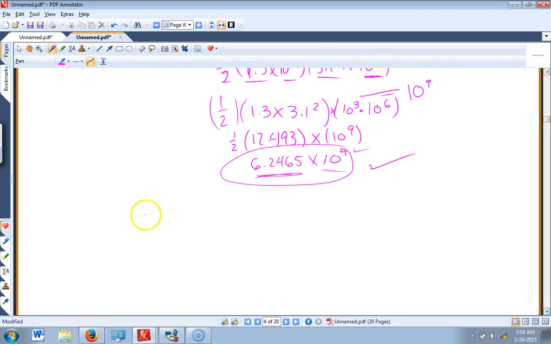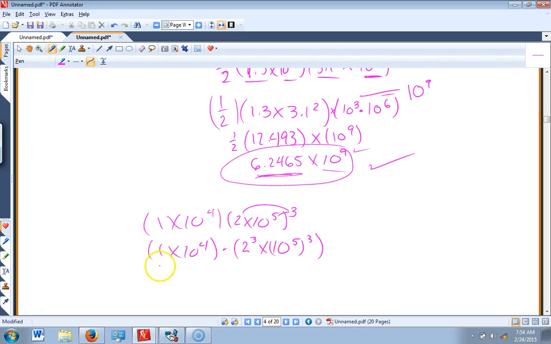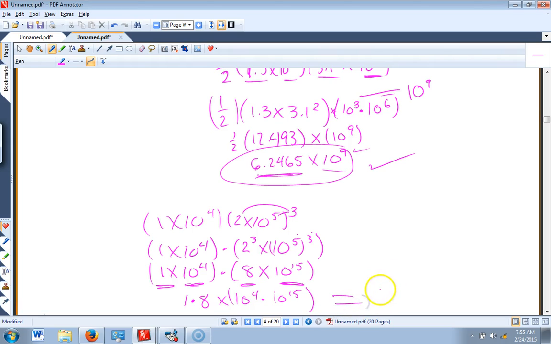So if we're just going to go back over that real fast, if I were to do 1 times 10 to the 4th times 2 times 10 to the 5th to the 3rd, then we would distribute this 3 to both terms. So we get 1 times 10 to the 4th stays the same, times 2 to the 3rd times 10 to the 5th to the 3rd power. So we get 1 times 10 to the 4th times 8 times 10 to the 5 times 3, 15th. And now we have outside 1 and 8, so 1 times 8 times, and now we have 10 to the 4th times 10 to the 15th. So we're going to add those exponents, and what we're going to come out with is 8 times 10 to the 19th power. Okay, so that is how you raise one to a power.